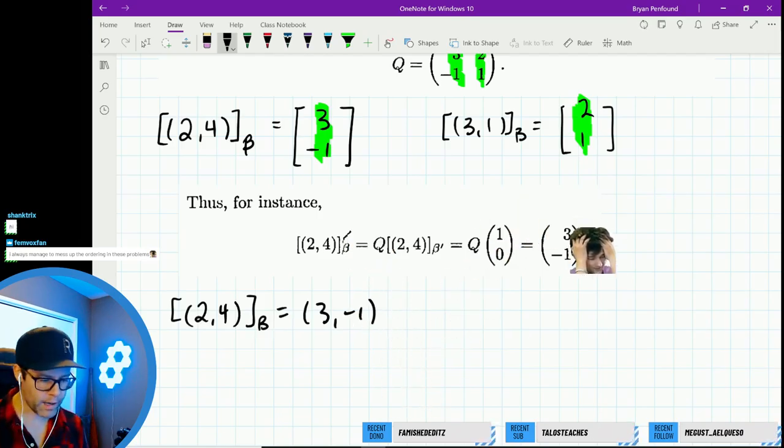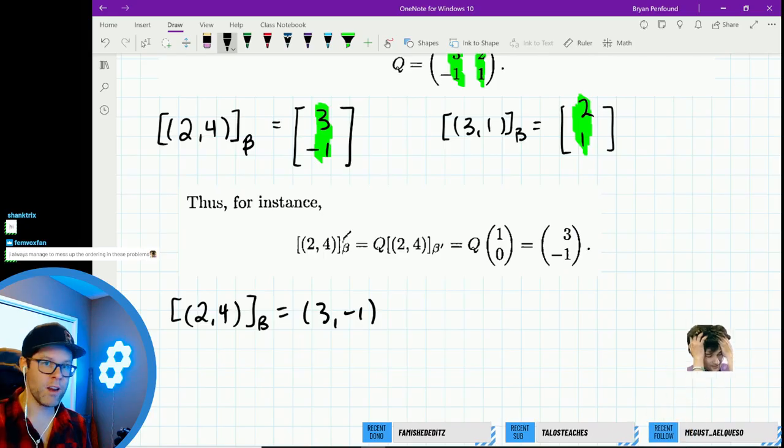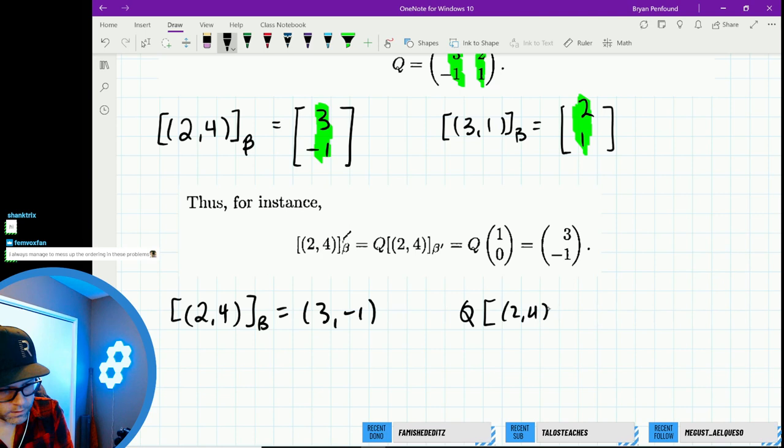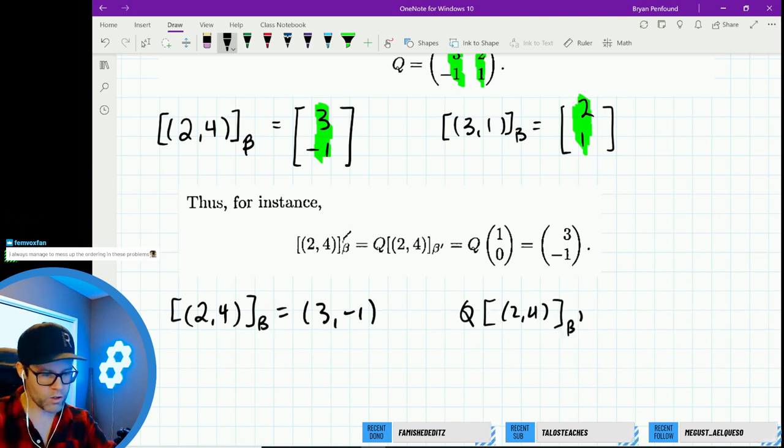So they're saying that this particular vector 3, negative 1 should be the same thing as taking Q and multiplying 2, 4 with respect to its own basis.